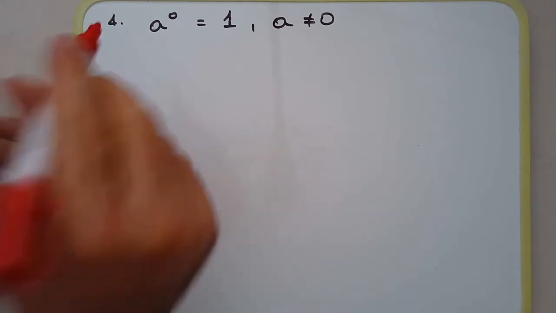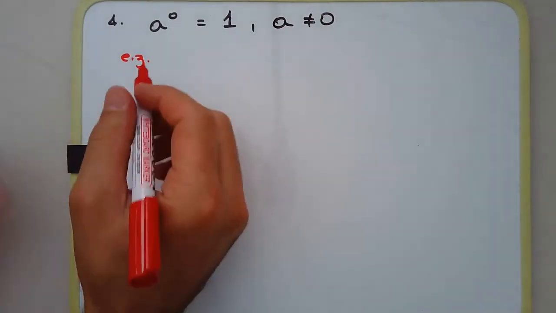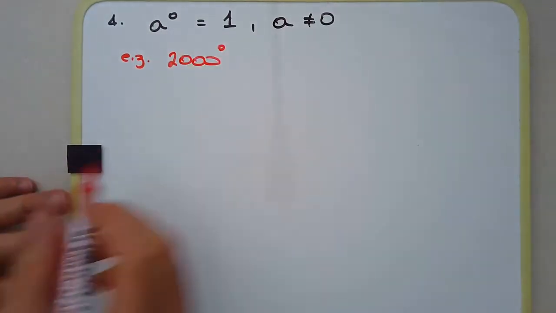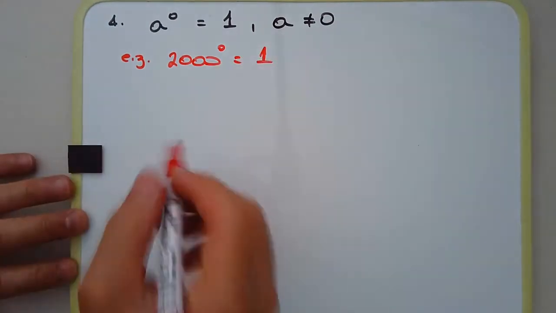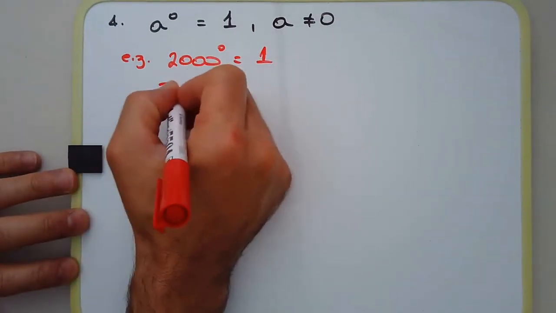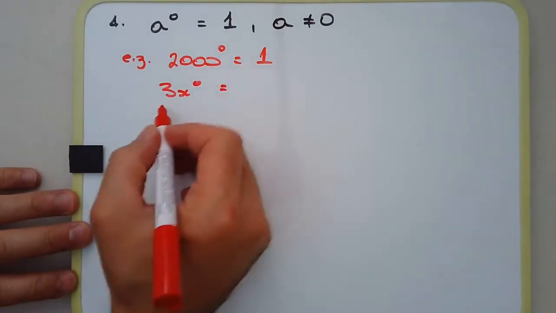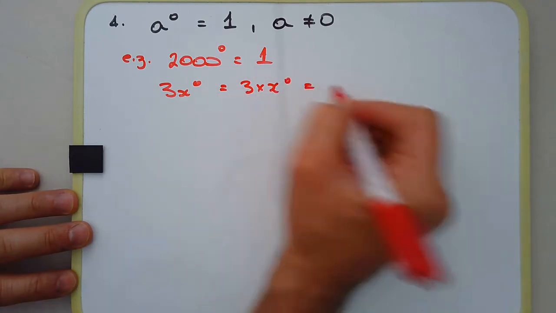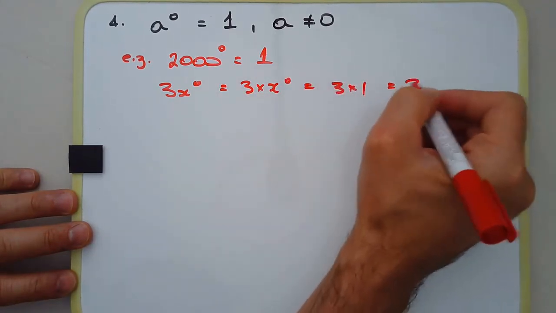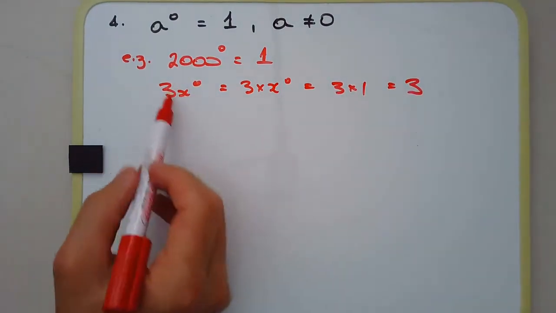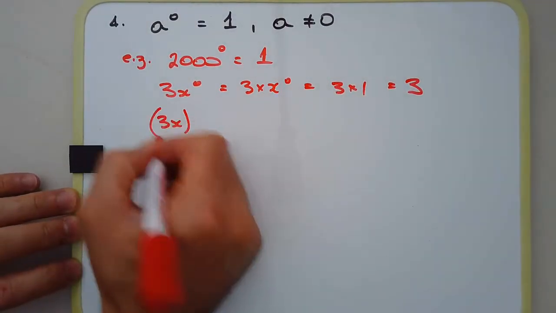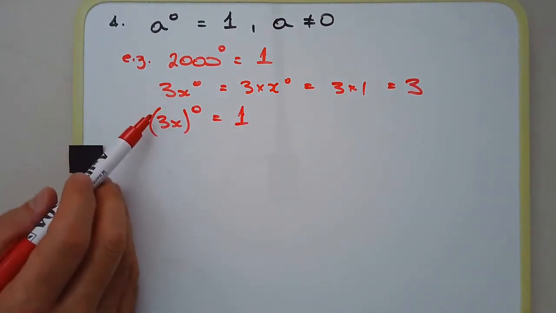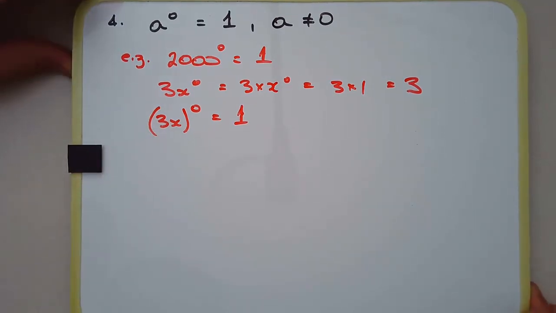So as an example, I might do a couple of examples here. If we had say 2,000 to the power of 0, again put that in your calculator. Of course, you're going to get 1. Let's say you had 3x to the power of 0. That's not 1. It's going to be 3 times x to the 0, which is really just 3 times 1, which is really just 3. So just be careful with these sort of examples. If we had (3x) in brackets to the power of 0, that's 1. Two very similar looking examples, but very, very different answers.